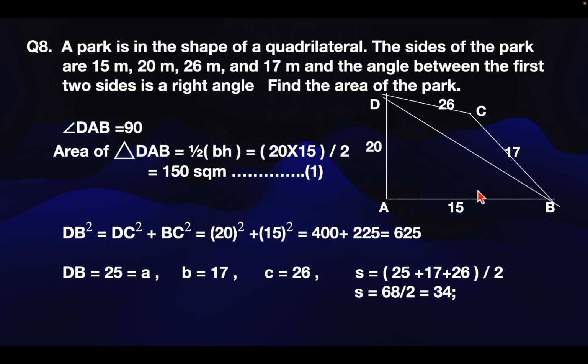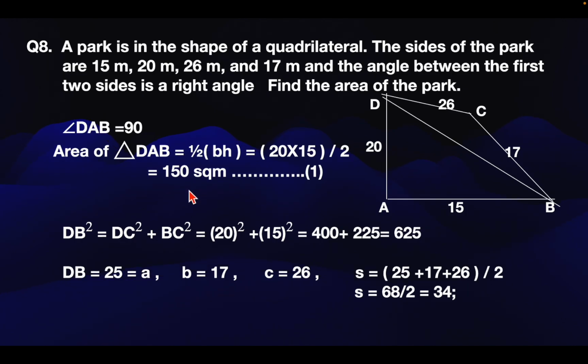Simple. Again, first find the area of this triangle, then this triangle, and add both the triangles. This angle is 90 degree. So we know that the area of this triangle, we can easily find, is equal to 1/2 base into height. This is another formula for the area of a triangle. So 1/2 into 15 into 20. 15 into 20 is 300. 300 divided by 2 is 150.